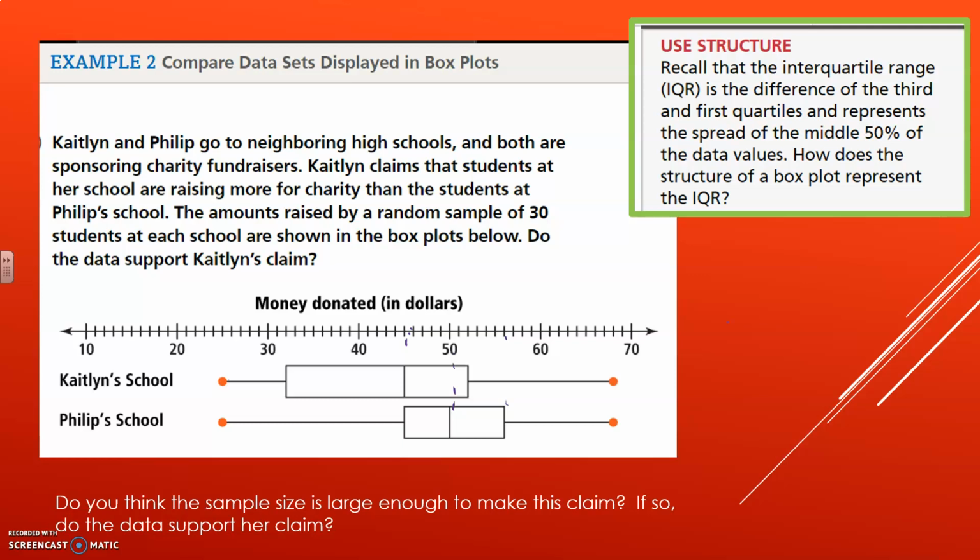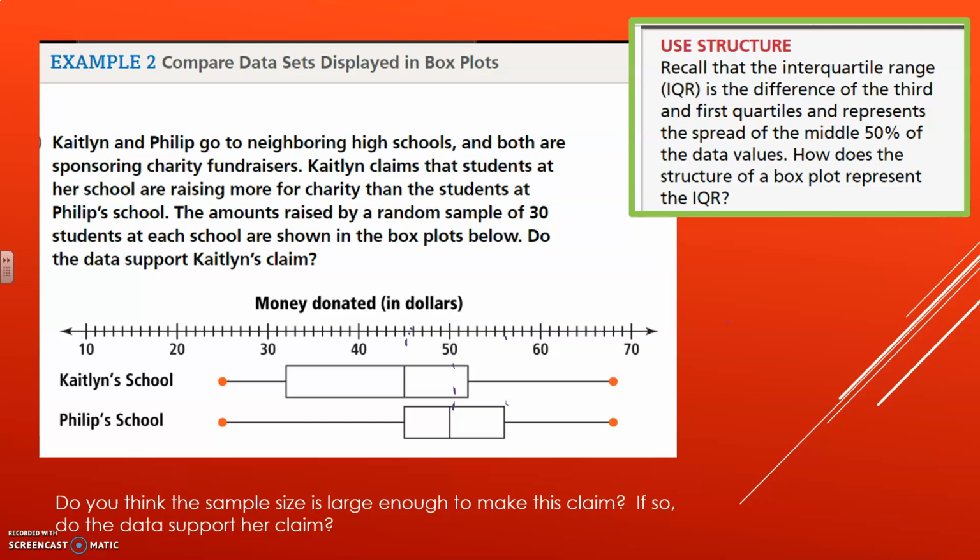Now the question below is, do you think the sample size is large enough to make this claim? If so, do the data support her claim? I think you could go either way on that. Usually 30, I mean, I suppose that's one full class if we think about Edina High School. Having said that, one class compared to the entire school may not be enough. But we're still going to proceed. Usually we'd maybe like to see our sample size a little bit larger. Okay, but let's look at the data we do have.